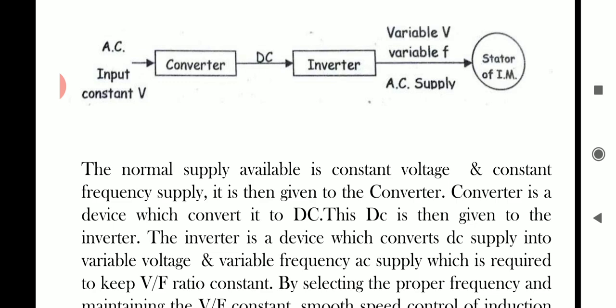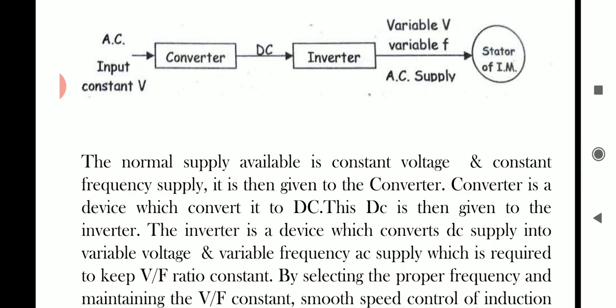That DC supply is given to the inverter. Now what is the function of the inverter? The inverter converts the DC supply into a variable voltage, variable frequency AC supply. So after the inverter, we get a variable V, variable f AC supply, and that variable voltage, variable frequency AC supply is given to the stator of the induction motor. It means that we can vary the frequency along with the voltage.